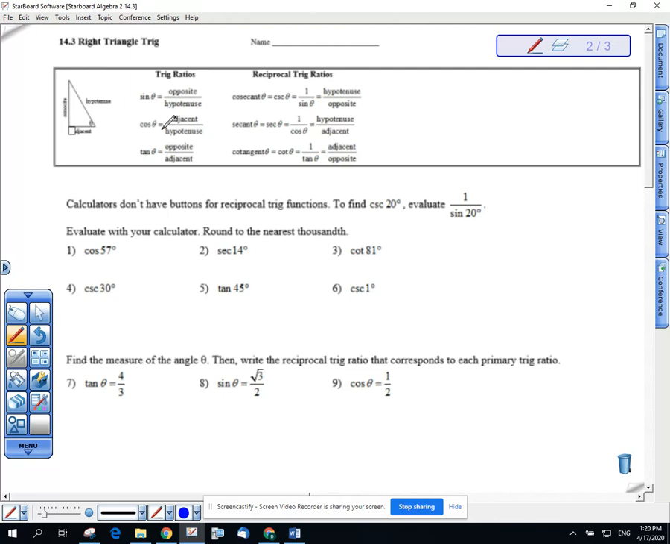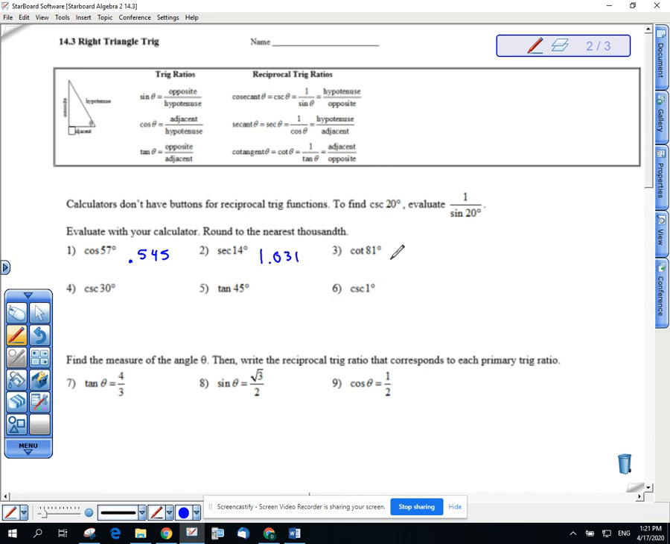If I did the same thing for cosine, well, not the same thing. If I just typed in cosine 57, this comes out to 0.545. If you want to verify that by just doing this along with me, you can. Now, secant of 14, what you would have to type in on your calculator is 1 over the cosine of 14. Again, your calculator should be in degrees for all this stuff. And since it says round to the nearest thousandth, I get 1.030613, etc. That'd be 1.031.